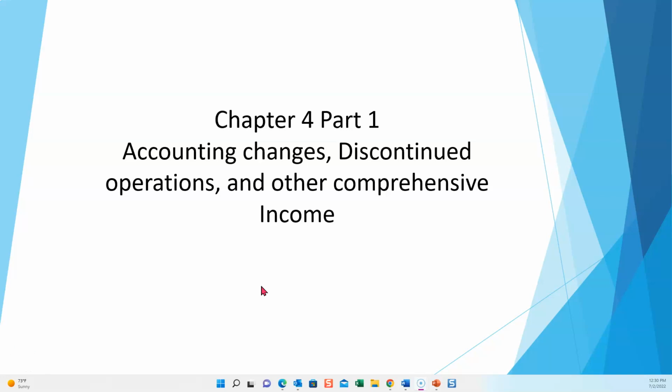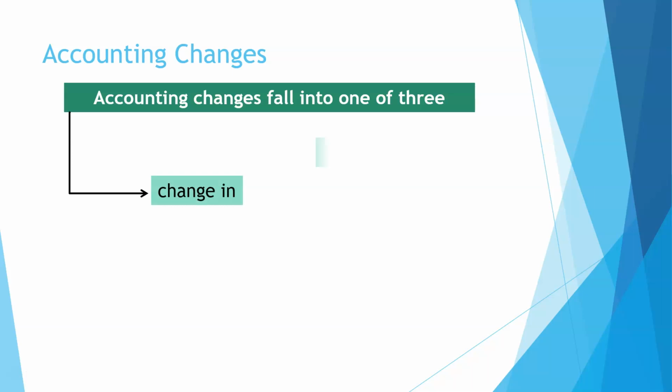Chapter 4, Part 1. We're first going to look at accounting changes, discontinued operations, and other comprehensive income. Now, what are accounting changes?